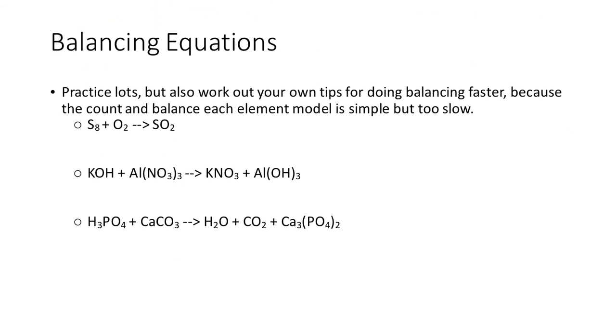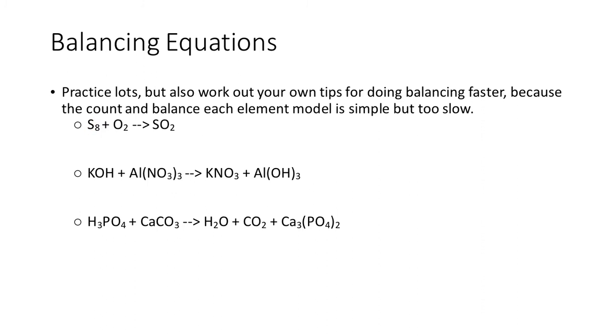Another tip is practice lots, but work out your own tips for balancing faster, because the count-and-balance-each-element method is simple but too slow. All right, so generally, in year 9 and 10, we give you simple chemical equations, and so therefore, by counting out each atom, that's okay. But when we get to bigger ones later on, you are going to have to just think about those ratios and be able to do them quite quickly. And so you need to practice. All right, so something like this.